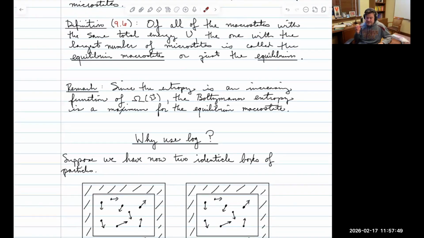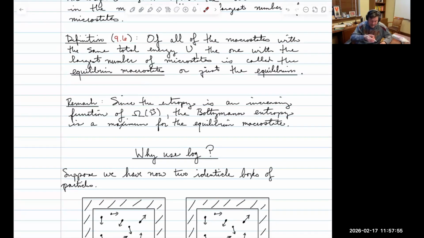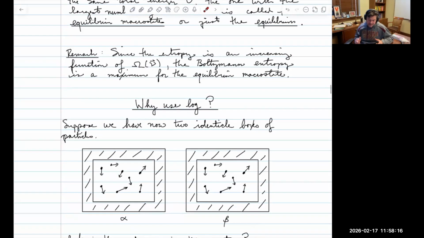You wouldn't imagine these sort of rare events to happen very often in a system of particles. And so a rare event certainly wouldn't represent the equilibrium. But one of these states that has a large number of kind of randomly accessible microstates, kind of evenly distributed, is going to be the equilibrium because it has a very large number of microstates in it. Now, since the entropy is an increasing function of the number of microstates, then the Boltzmann entropy is a maximum for the equilibrium macrostate.